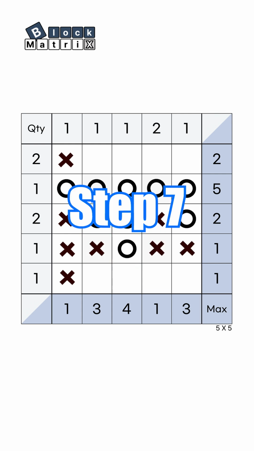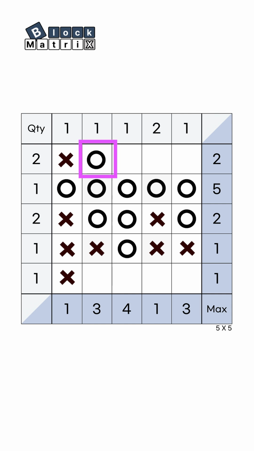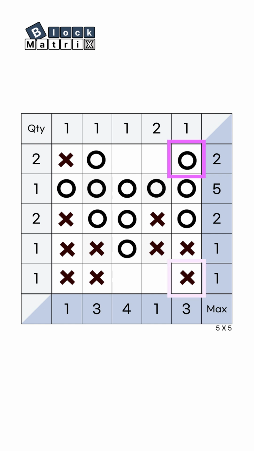Step 7. Now, let's look at the 2nd column. Here, the quantity is 1 and max is 3. Since 2 cells are already filled, in order to make max equals 3, we need to fill one more cell with O. The remaining cells should be marked with X. The 5th column follows the same rule as the 3rd column, so fill O and X in the same positions.